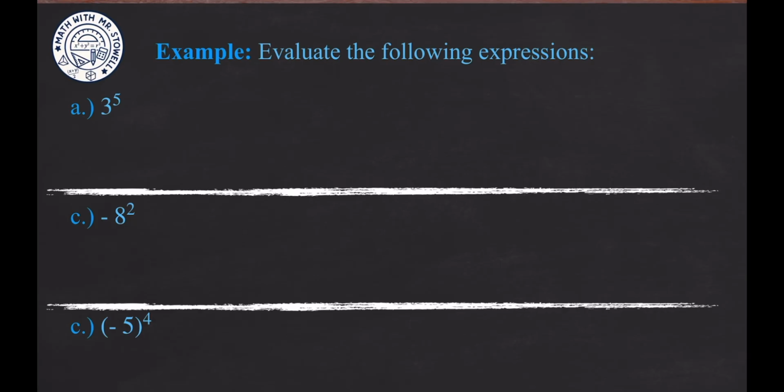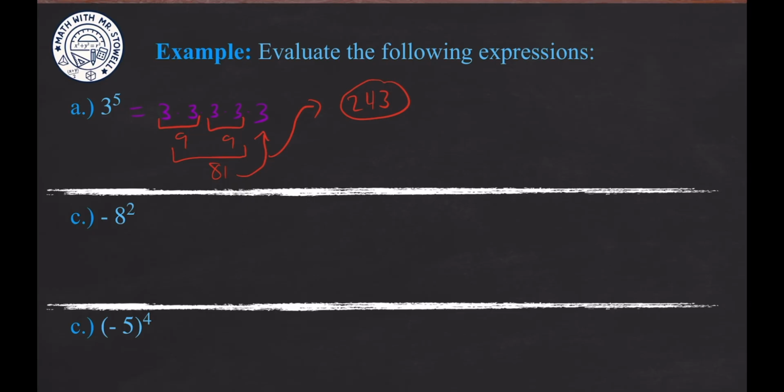So 3 to the power of 5. This is like saying 3 times 3 times 3 times 3 times 3. We have 5 of those 3s, so we're going to end up multiplying them. 3 times 3 is 9. 9 times 9 is 81. And 81 times this last 3 is 243. So that is the evaluation of that expression.